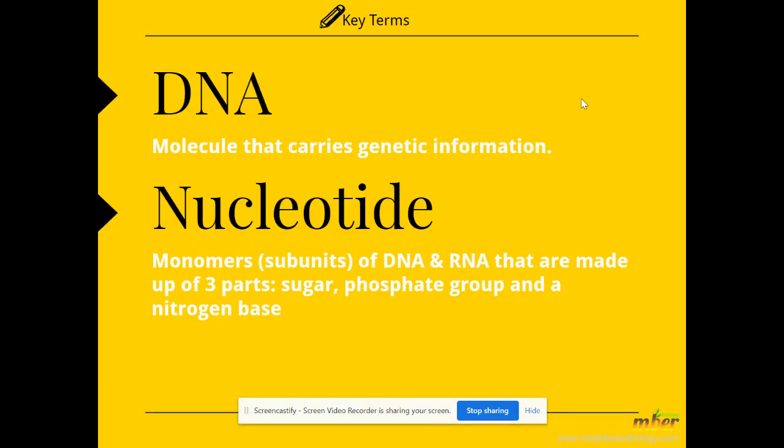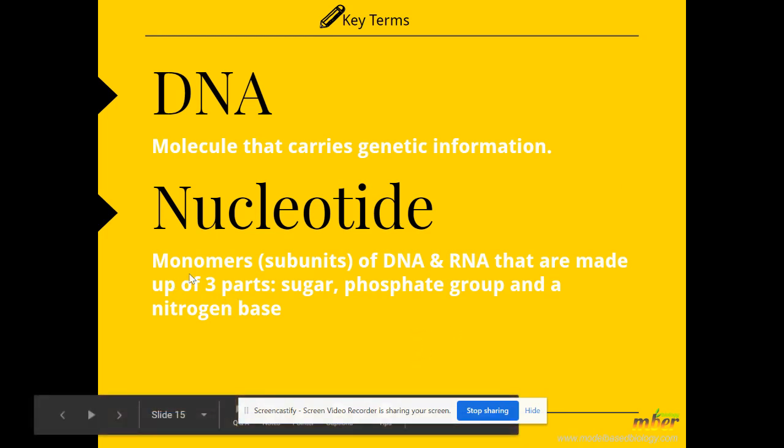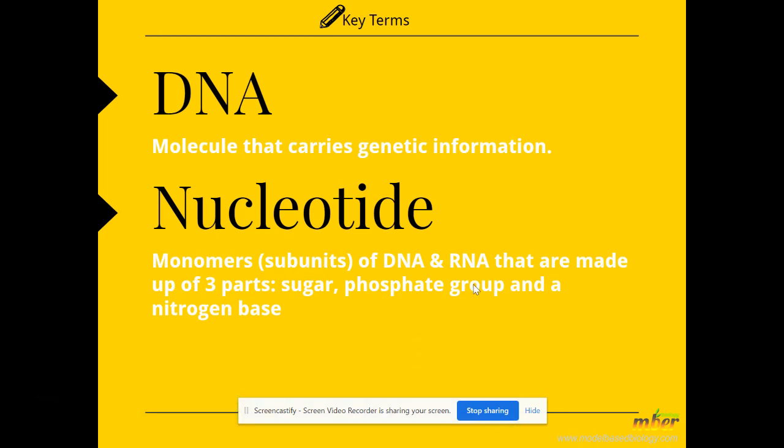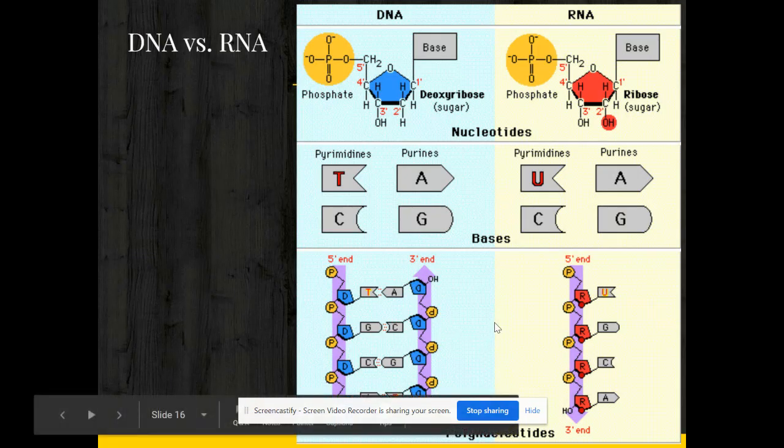Okay, so key terms. DNA: a molecule that carries genetic information. A nucleotide is a monomer or subunit of DNA and RNA that is made up of three parts: a sugar, a phosphate group, and a nitrogen base. So if you need to, press pause. Okay, DNA versus RNA.